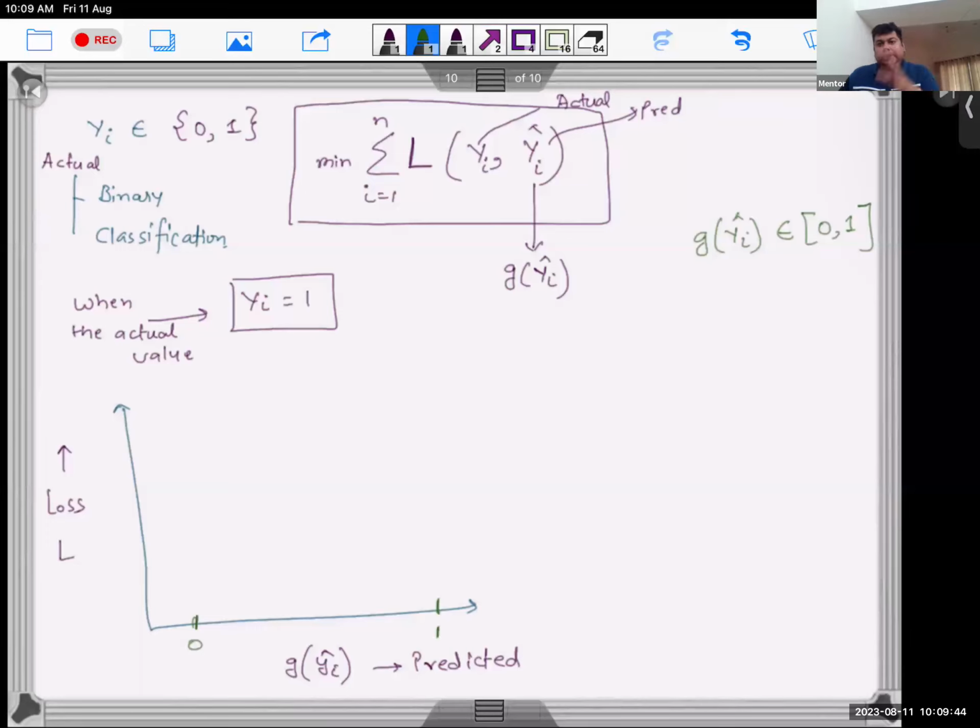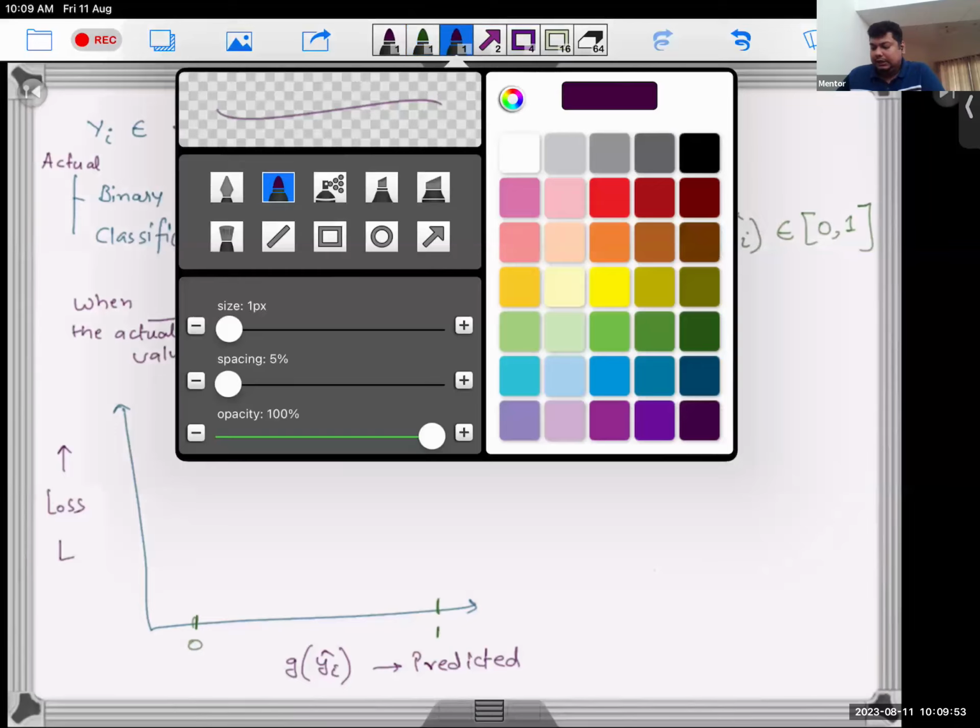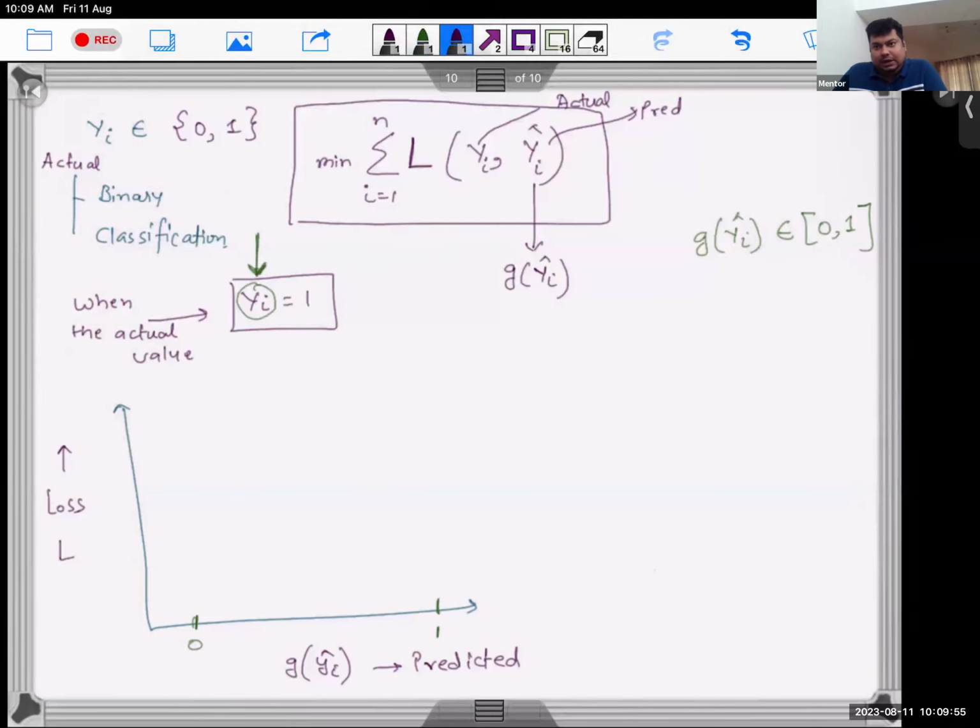Now I have to design a loss function. My actual value is 1. Please keep that in mind. This is important. My actual value is 1. So if the actual is 1 and the predicted is 1, what should be the loss? 0, right? So where I have plotted it, do you agree that makes sense? The loss is 0. Let's say this would be somewhere here. So loss would be here, right? Makes sense?